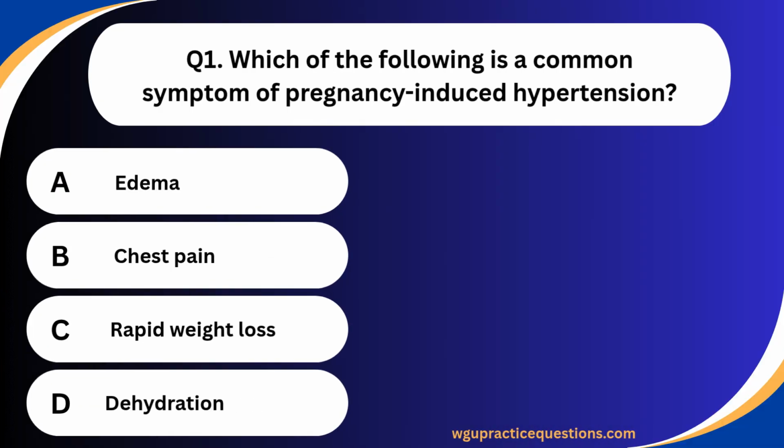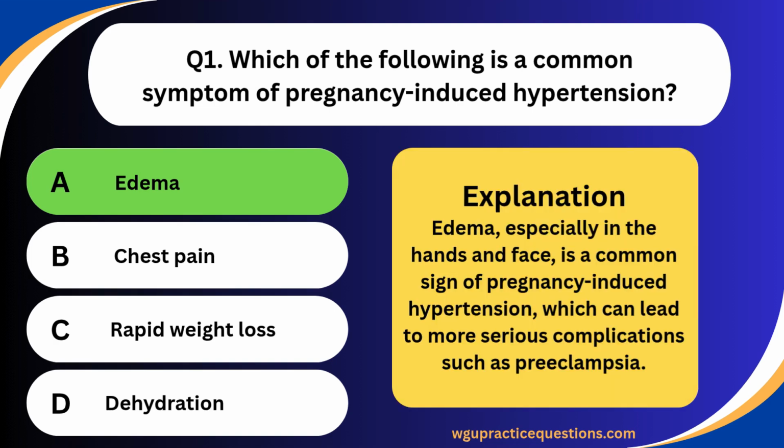The correct answer is A. Edema. Explanation. Edema, especially in the hands and face, is a common sign of pregnancy-induced hypertension, which can lead to more serious complications such as preeclampsia.